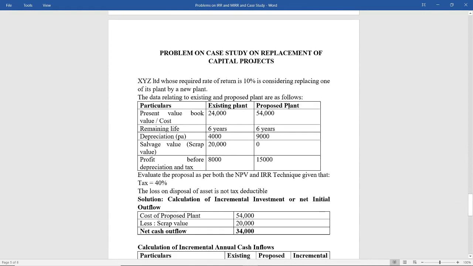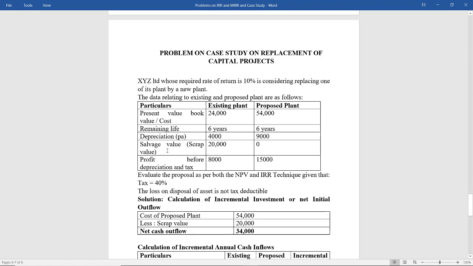Last thing is problem on case study on replacement of capital project. Means there is an existing asset. Should it be continued or should you buy a new asset and replace it? So I have already told you there are two techniques for this. That is NPV technique, where only incremental NPV you are going to find out, and there is IRR technique. If NPV is positive, you are going to accept it. If NPV is negative, you are going to reject it. If IRR is more than cost, you are going to accept it. If IRR is less than cost, then you're going to continue with the old asset.